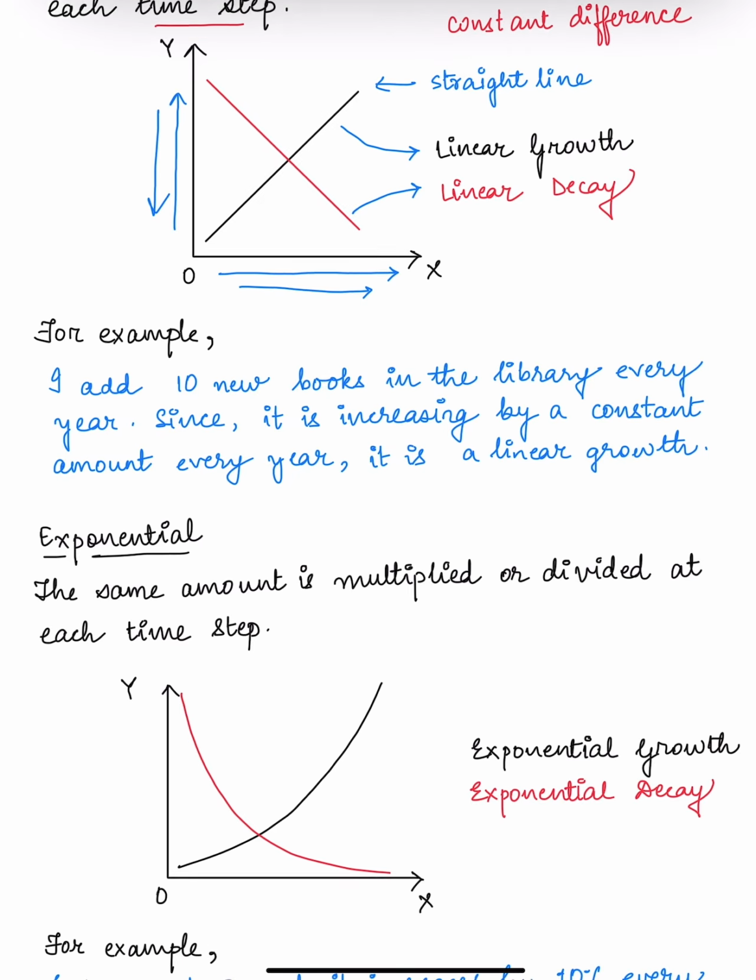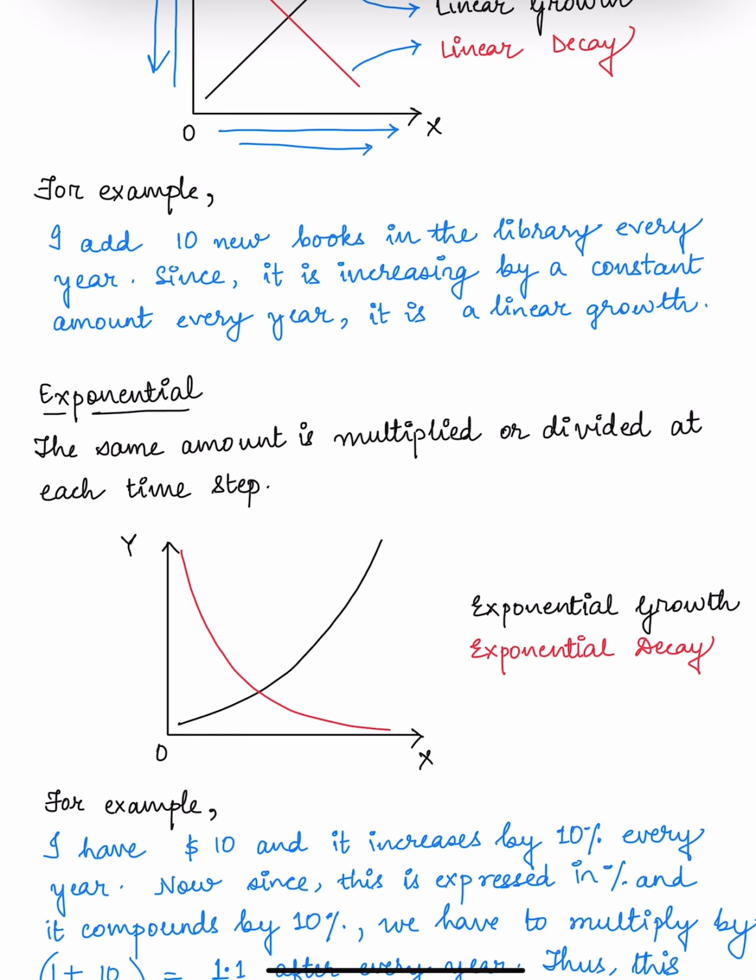Now let's look at an example. I add 10 new books in the library every year. If we look at the problem, it states that it is increasing by a constant amount which is getting added. So basically, this is an example of linear growth.